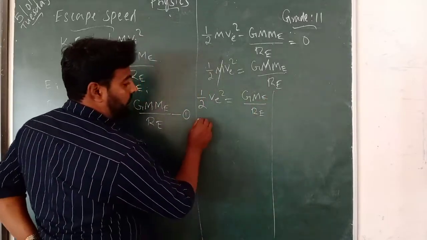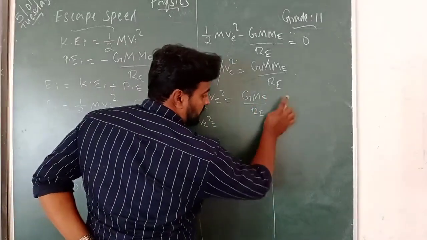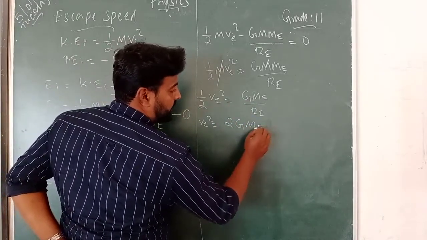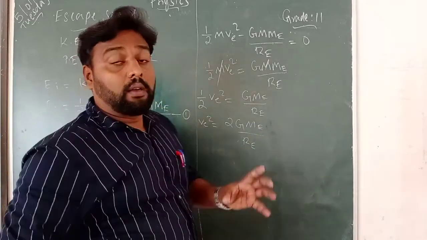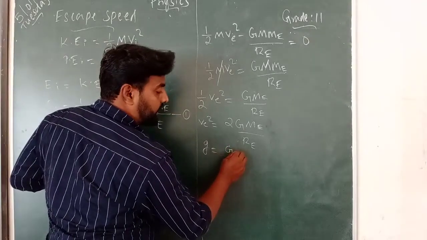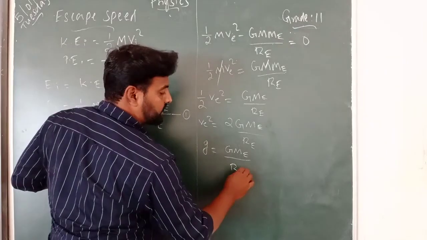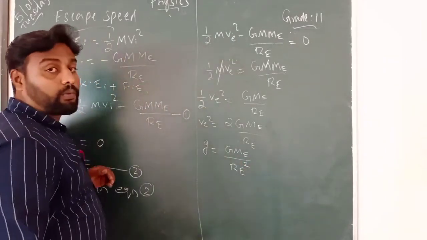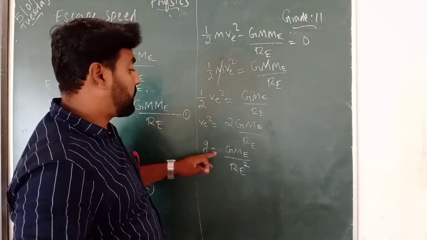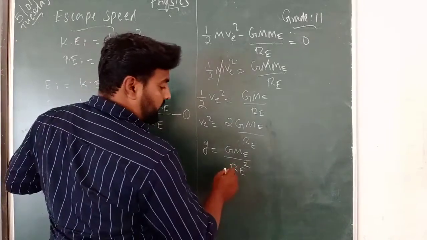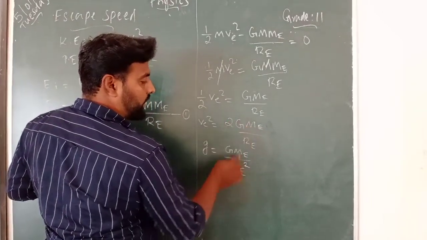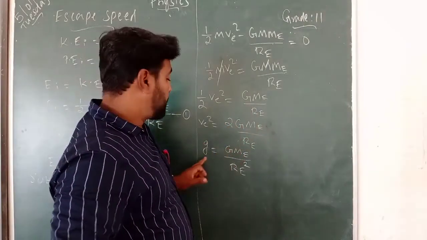Now VE square is equal to, this 2 will go here, so 2GME by RE. Now we know the formula for gravitational field G is GME by RE square. So this is our formula, sorry, not gravitational potential energy, gravitational field formula GME by RE square. Now here RE is there, G is there, ME is there, so we need one more RE to change these quantities as G.